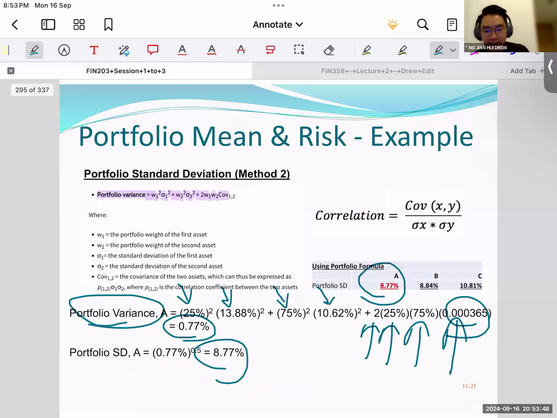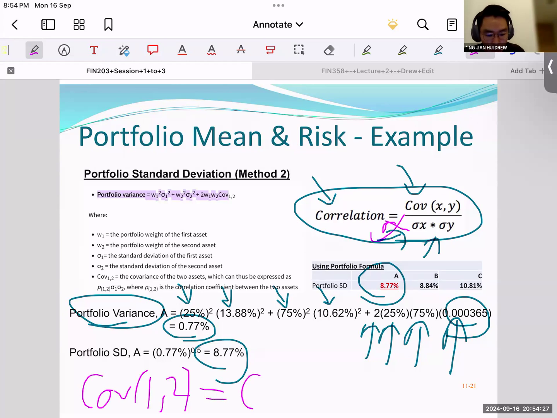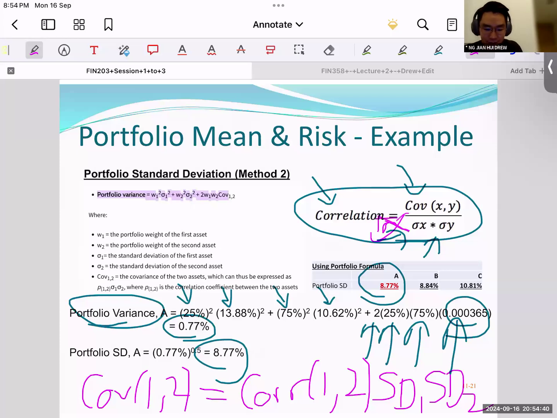Okay, so there is a small comment here. Excel gives you covariance, but let's say the question gives you correlation. There's a formula where the correlation of the assets equals the covariance divided by standard deviation X times standard deviation Y. So remember your secondary school, you can cross multiply like this. So covariance of asset 1 and 2 equals the correlation of asset 1 and 2, multiplied by the standard deviation of 1, standard deviation of 2. So in whatever case, if the question gives you correlation, you can determine the covariance by this formula.